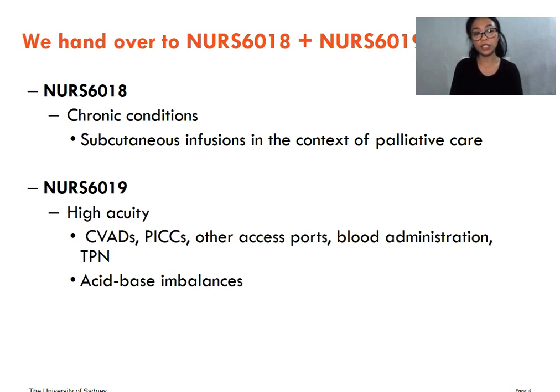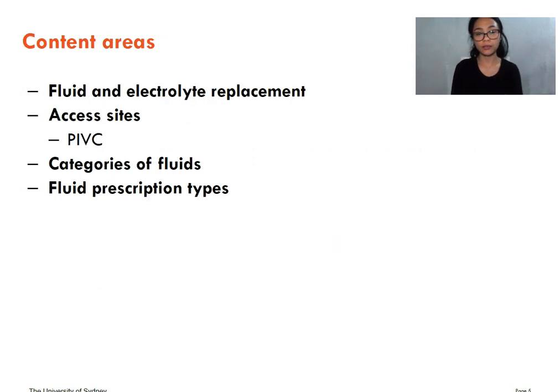You look at blood administration and total parenteral nutrition, or TPN. In that unit, you also look at acid-base imbalances. So again, you build on your knowledge from 5082 with fluid balance. You build on that for this subject with fluid imbalance, and you go and look further into acid-base imbalances, which is more often an issue that is dealt with in high acuity areas. So that's just to give you an idea of how your content with regards to fluid balance, fluid and electrolyte imbalances are scaffolded throughout your degree.